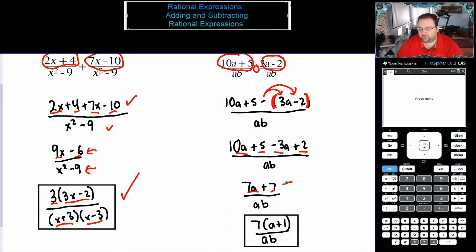Now, what's your common factor here? A 7. So you can factor out a 7, you're left with a plus 1, and you have that all over ab, and that's as simplified as we get. That's our final answer.